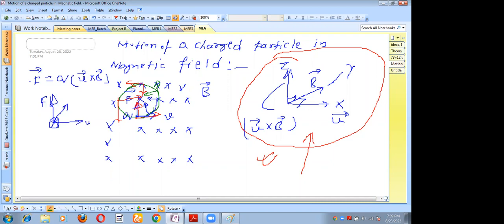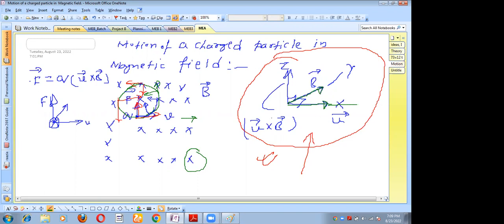Here, suppose the velocities are written like this. I have assumed the velocity along x direction. And here the magnetic field is given as a cross. Cross means it is going into the board. So I assume the direction of the magnetic field like this. This is arbitrary. I have assumed it like this.